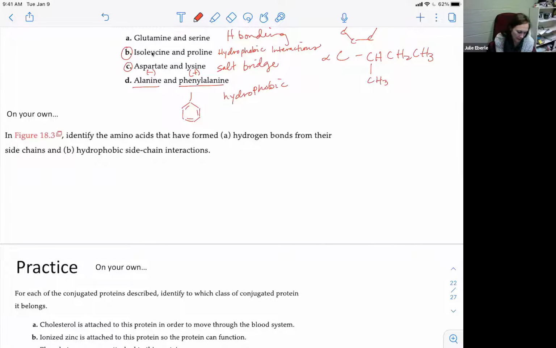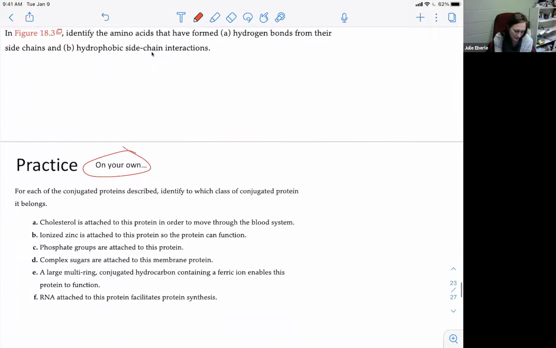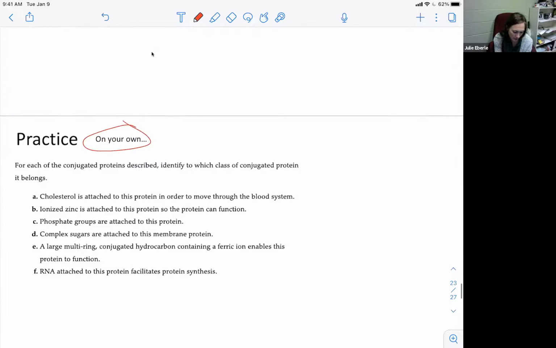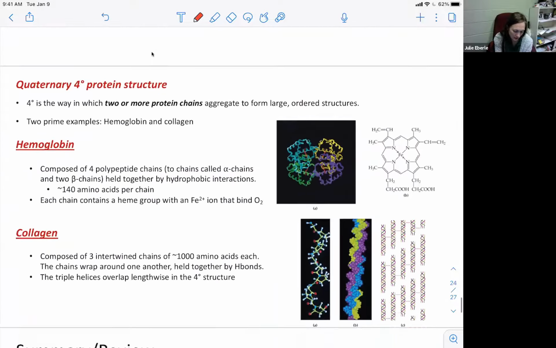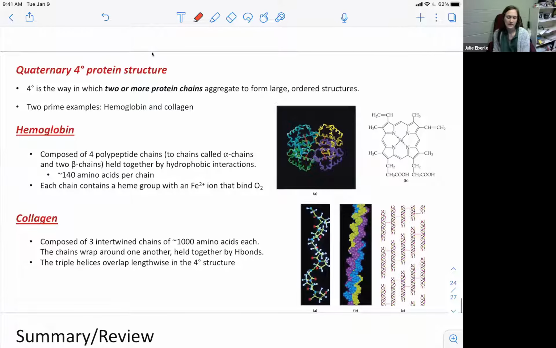All right, I'll let you do this practice problem. I think these are great to practice on your own. We're going to move on to the last couple of slides here: quaternary structure, and then things that can denature proteins. And then we're going to get to exam 2. So quaternary structure is the last layer of structure in a protein. A 4 with a degree sign is quaternary. This is the way in which 2 or more protein chains aggregate or form large ordered structures.